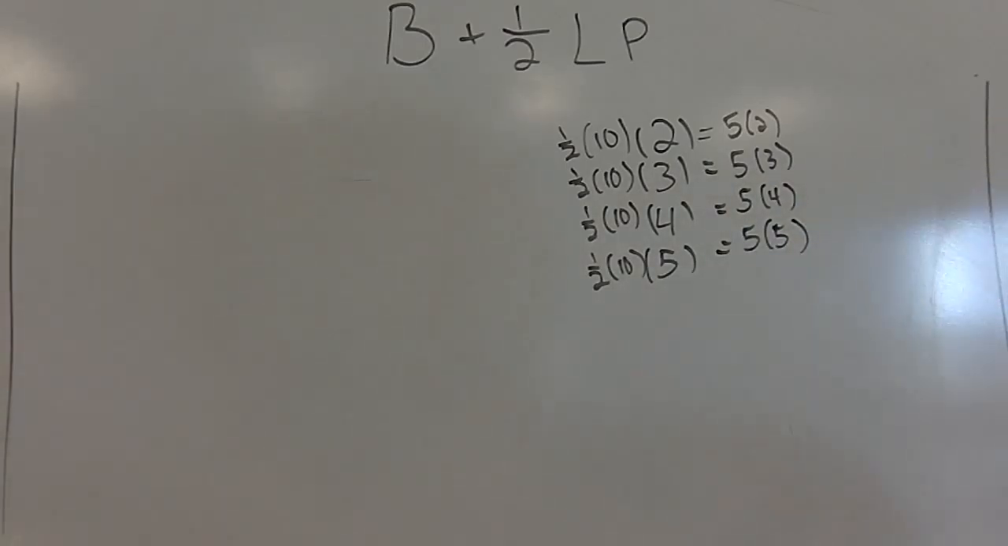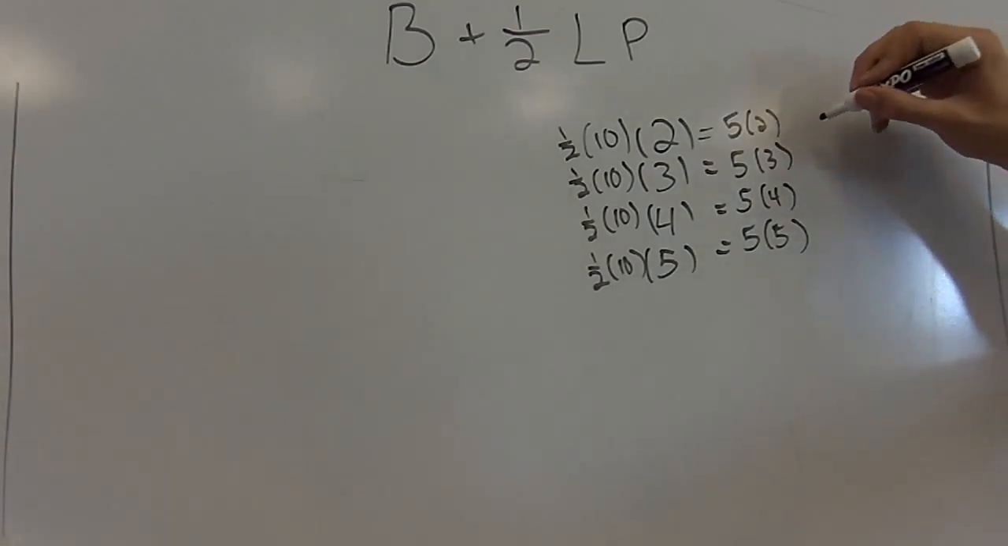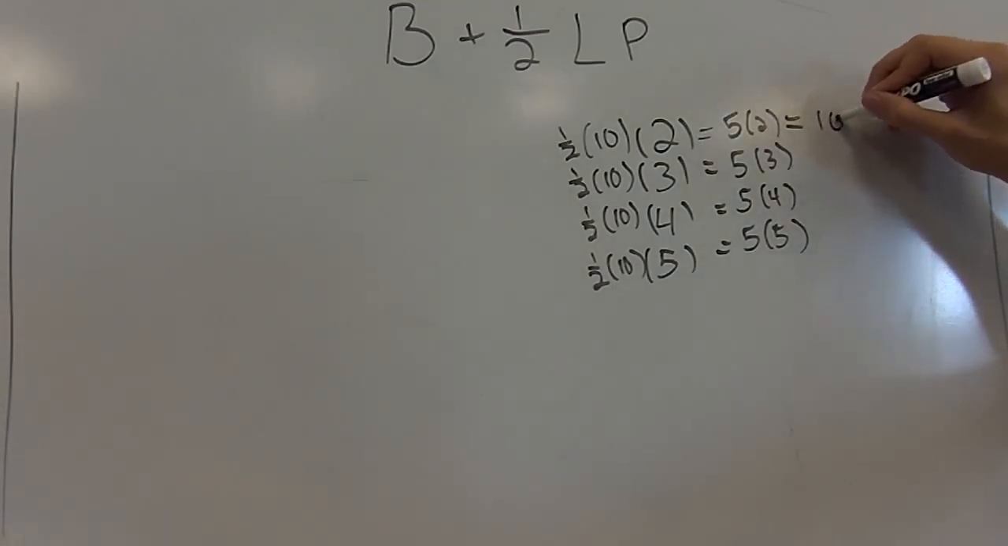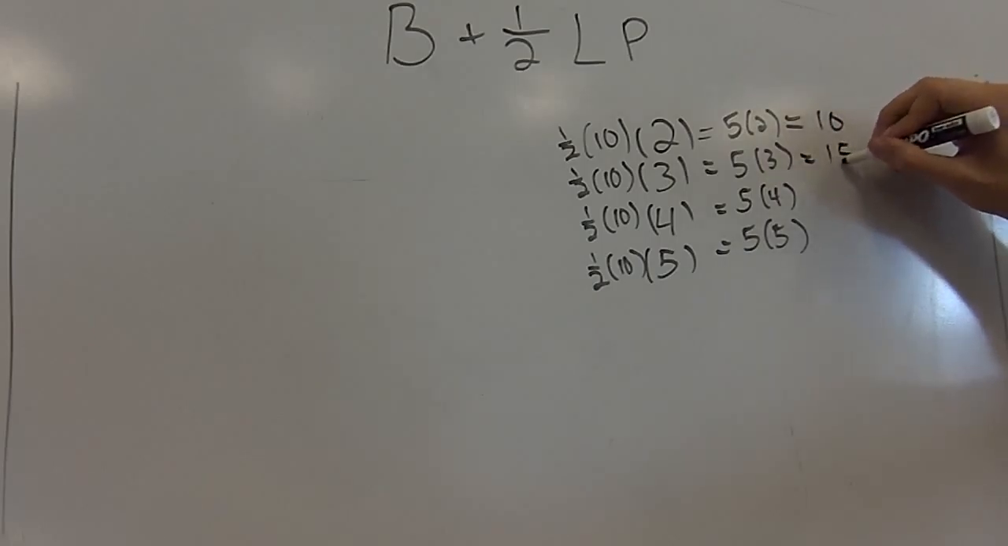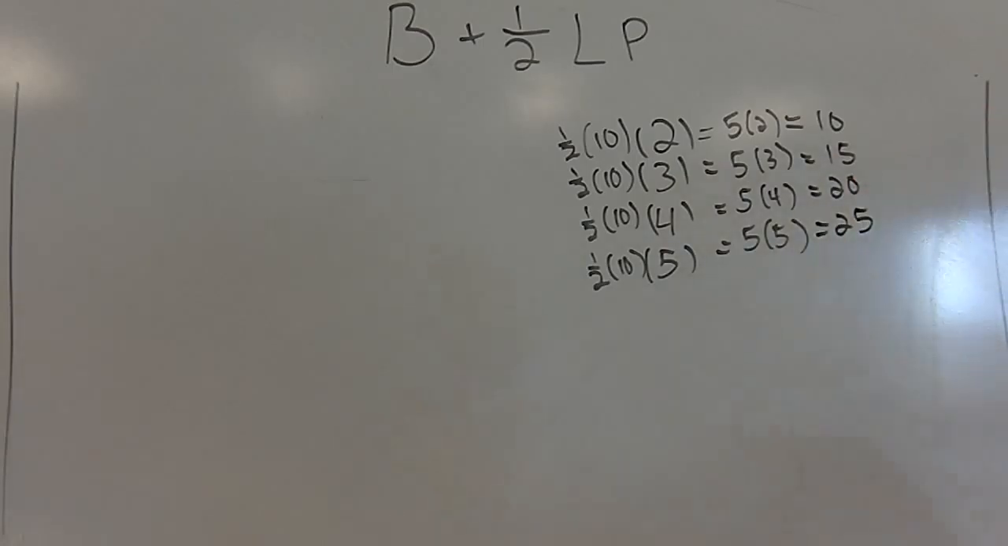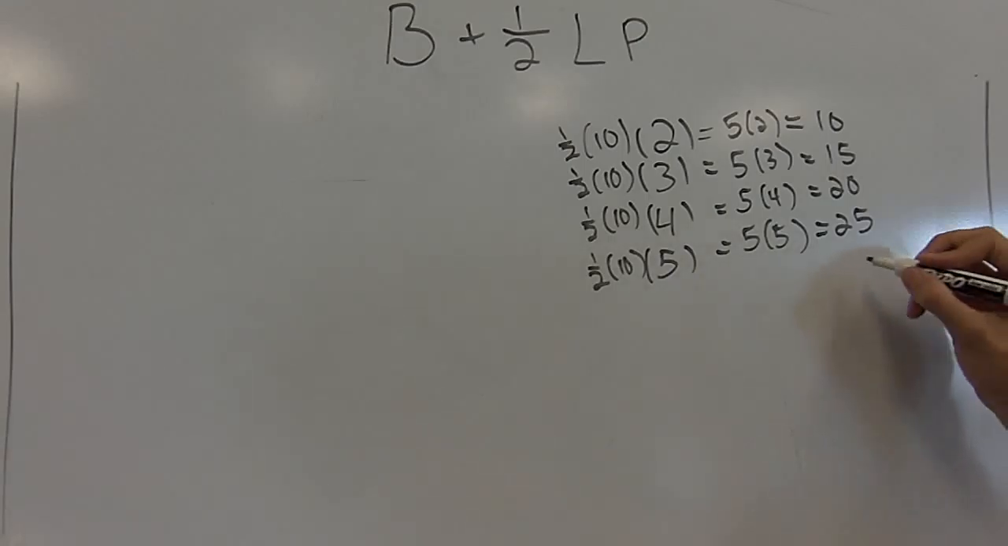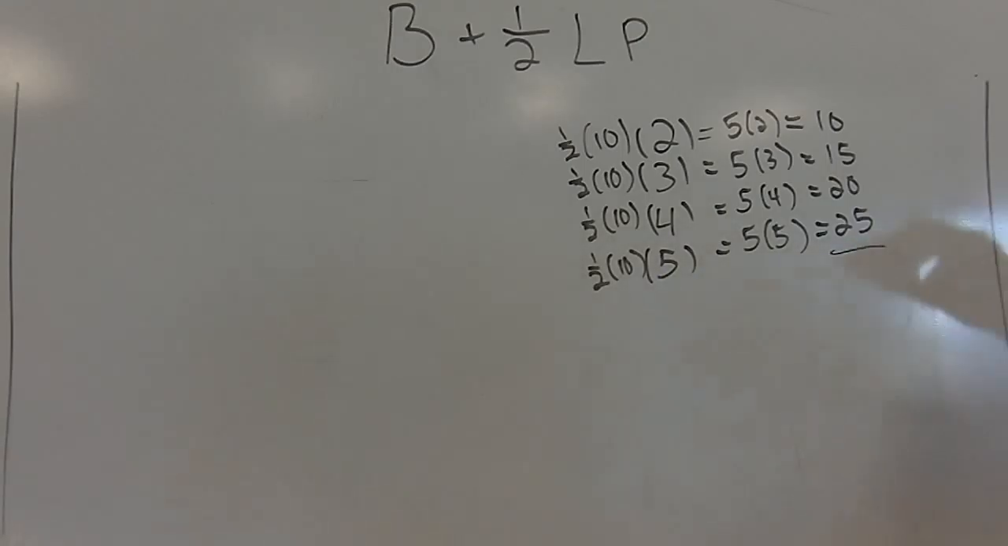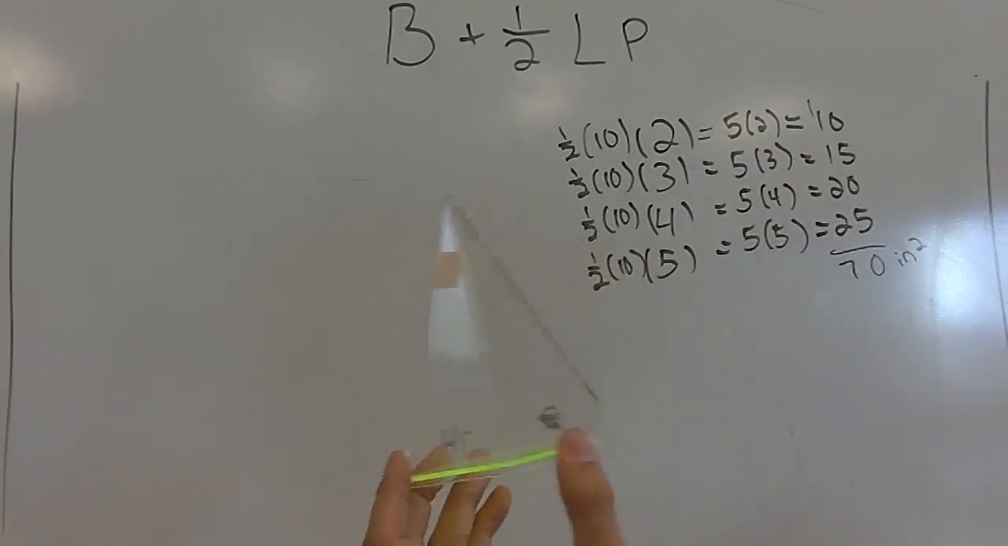At this point, it's just a matter of finishing off the multiplication. 5 times 2 is 10, 5 times 3 is 15, 5 times 4 is 20, and 5 times 5 is 25. So now I have the area of each individual triangle. And now I just need to add that up, and I will have my lateral area. So my lateral area is equivalent to 70 inches squared. That's a lot of work to find the area of these 4 surfaces.